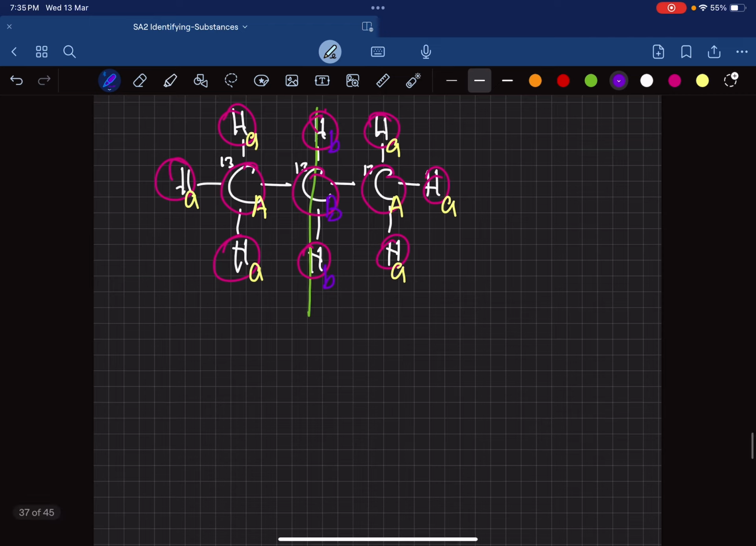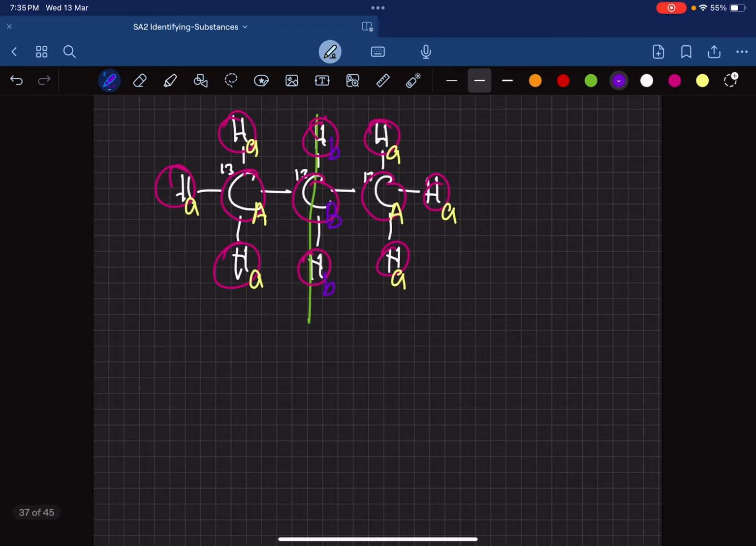Currently what we have is two hydrogen environments, in this case the A and the B. And then we also have two carbon environments, the A's and the capital B's. So we have two sets of environments. What does this mean? Why is this important? I'll explain this in the next video.